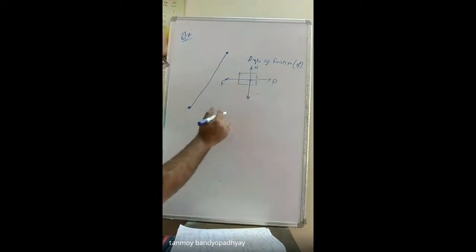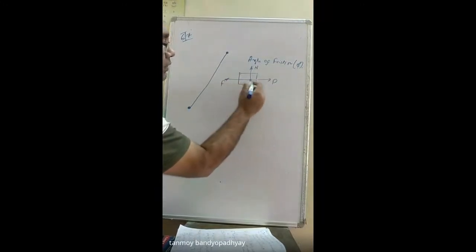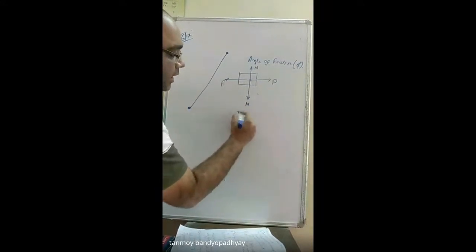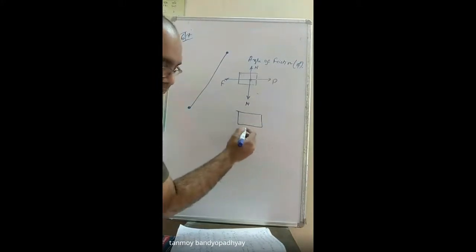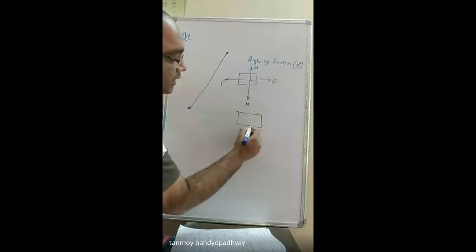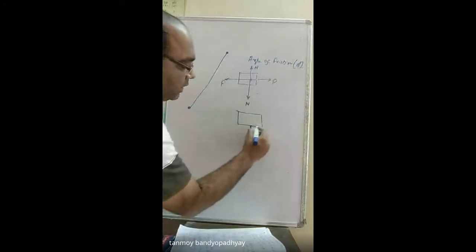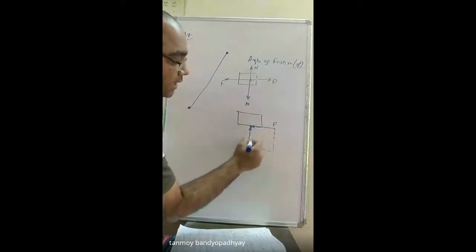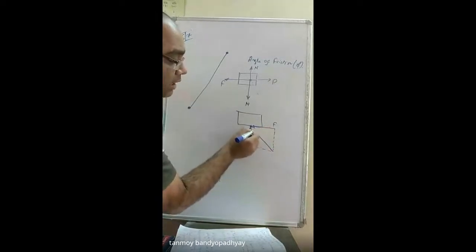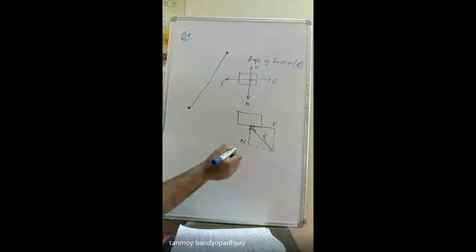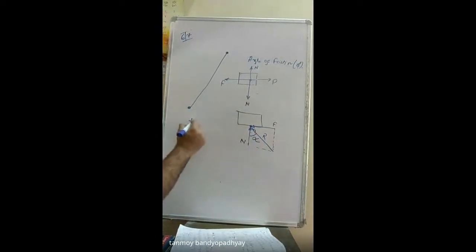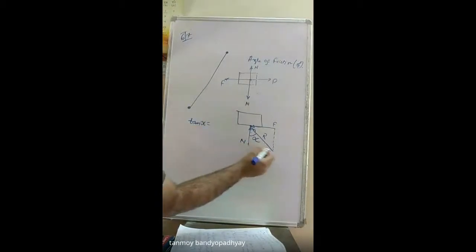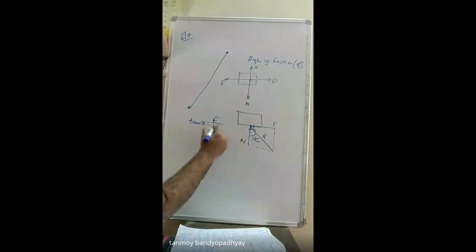Suppose I draw it again. This is the point where N is active, and here there will be a frictional force F. If I complete this vector triangle, the resultant of the normal reaction N and the frictional force F is R. If I define this angle as alpha, then tan alpha is perpendicular by base, so F divided by N.